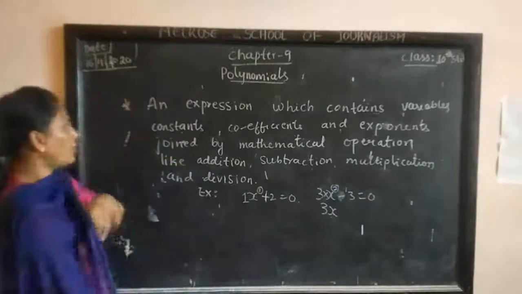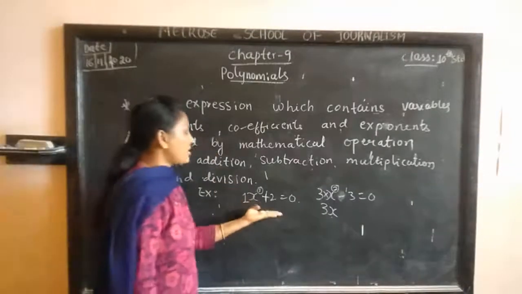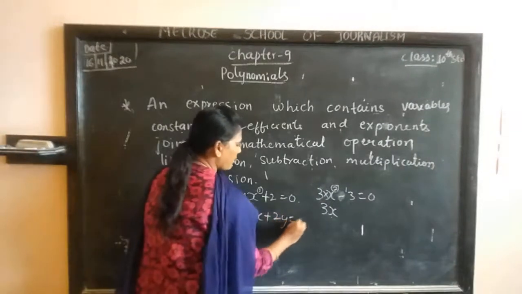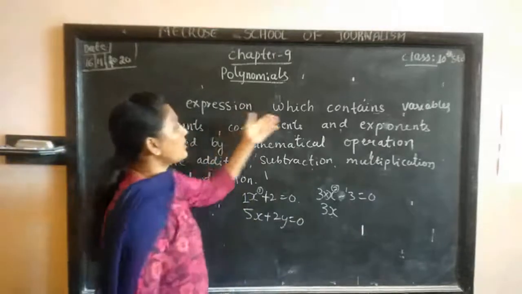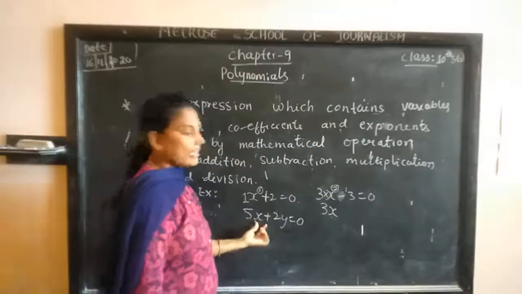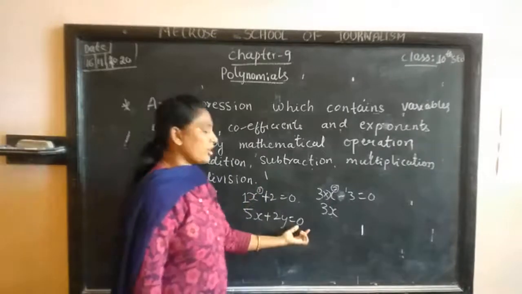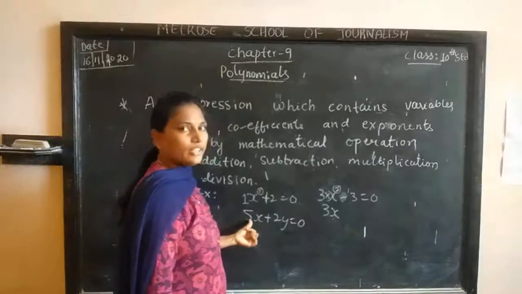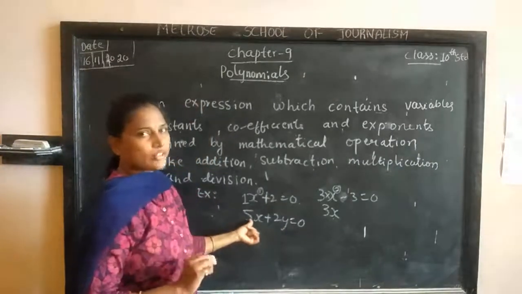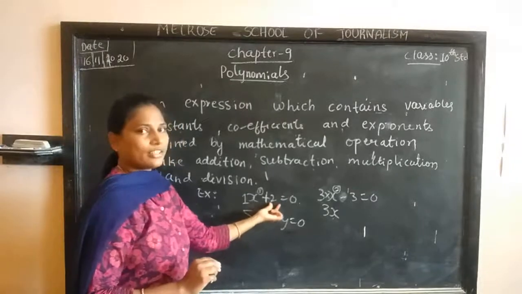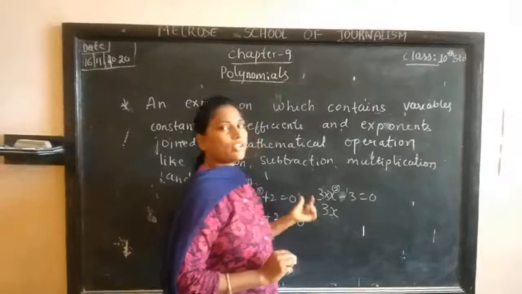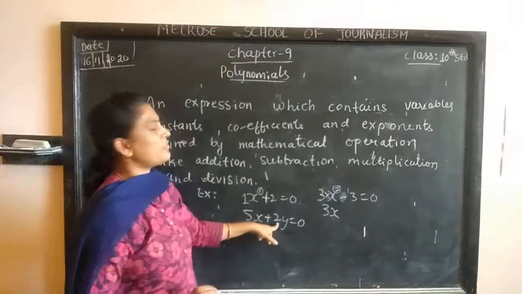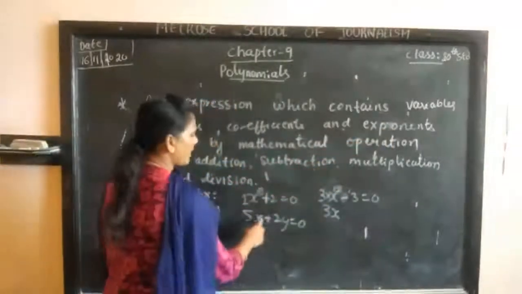Is the definition clear? Polynomial, once again I will explain. It is an expression. See, 5x plus 2y is also an expression. Yes or no? Which contains variables. Here variables are x and y. Constants: here there is no constant value, because these 2 and 5 are called, what are those? The coefficients, not constants. Constants are single numbers like 2 or 3. In this there is no constant. 5 and 2 are the coefficients. And the exponents means x power, y power.